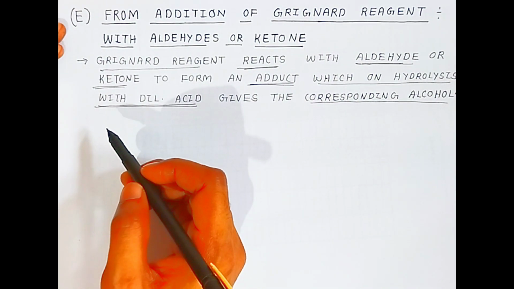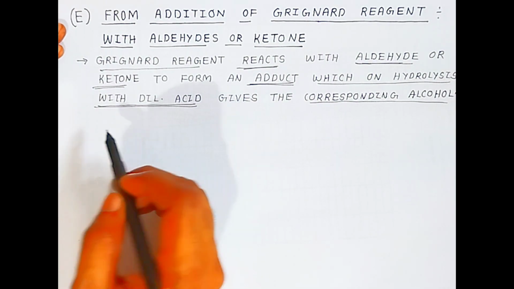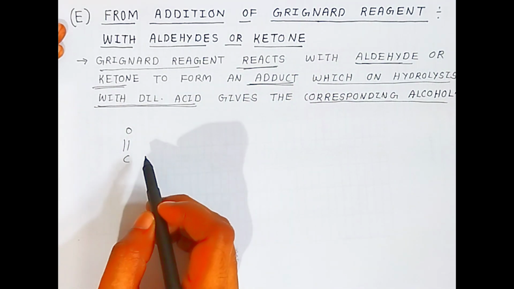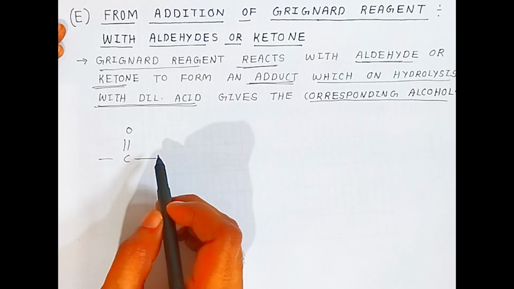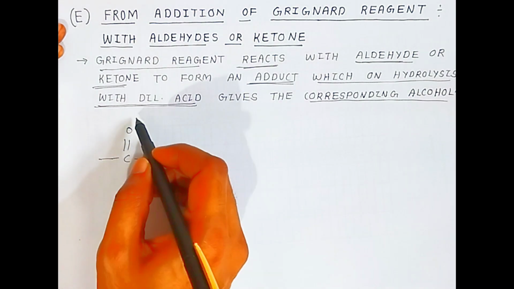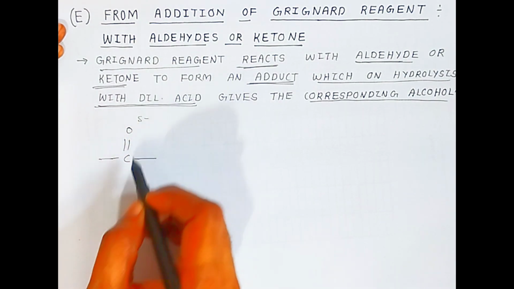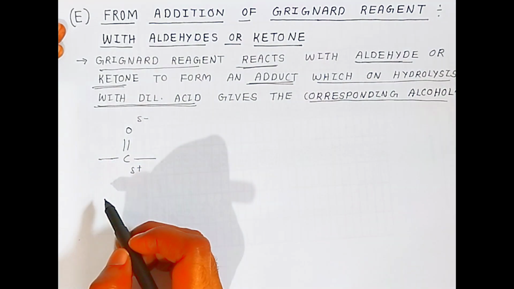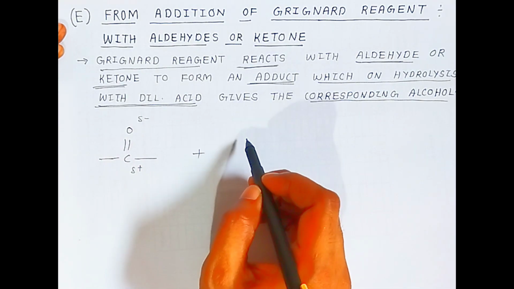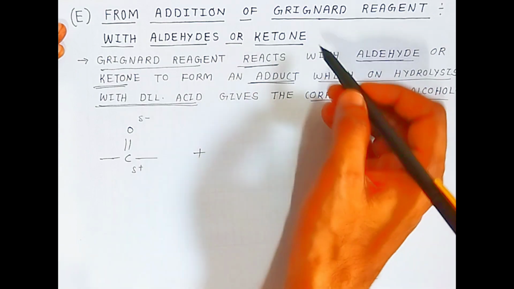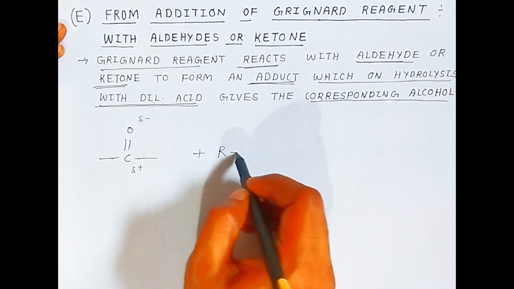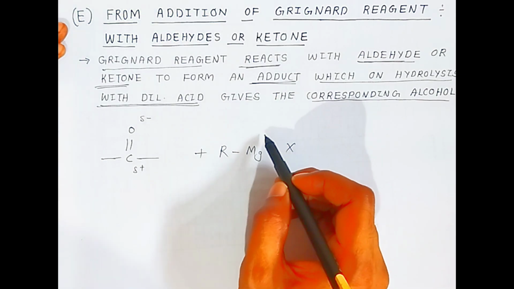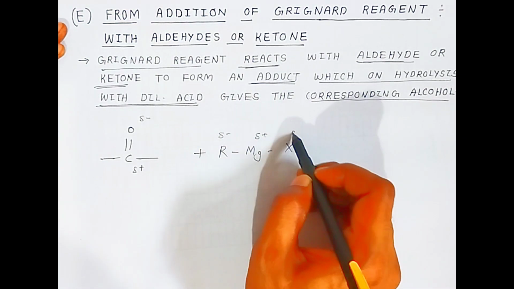Okay students, in general, aldehyde and ketone both contain the carbonyl group. So you can show the carbonyl group like this. Here the oxygen will be delta negative and the carbon delta positive. And this is the aldehyde or ketone. What will happen? It will react with the Grignard reagent that we show as RMgX. Here the magnesium is delta positive and the R and X are delta negative.